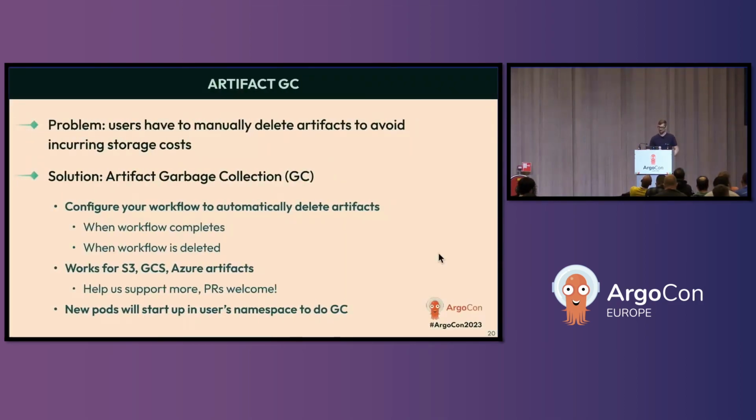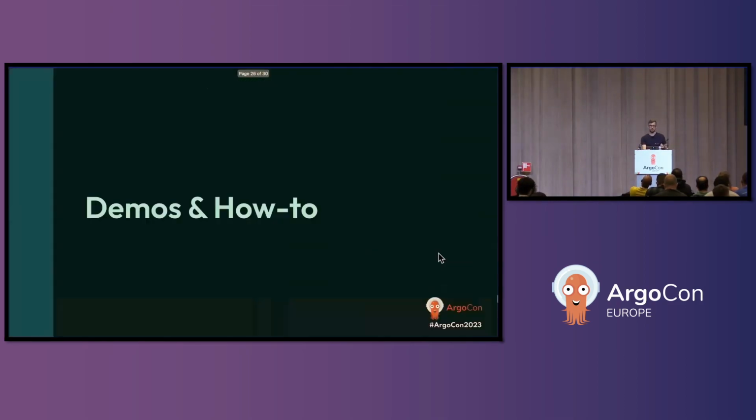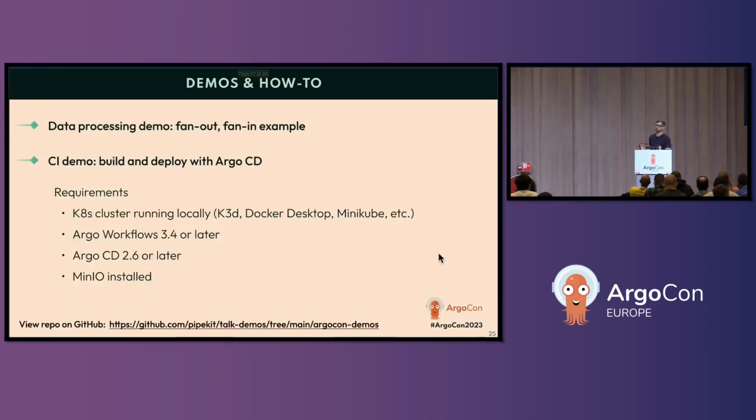Awesome, thanks, Julie. So that covers all of the features that we wanted to share about what you can use to manage your artifacts at scale. And now we're gonna try our luck with a couple live demos. So we're gonna show a workflow that does a simple fan out, fan in example, and we'll highlight what artifact management configurations we're using in that workflow. And then we'll also do a CI demo where we'll build and deploy a web app with Argo CD. All of this is available on GitHub. So if you check out the PipeKit GitHub org, you can find our talk demos there and pull down some of these examples to suit your needs.